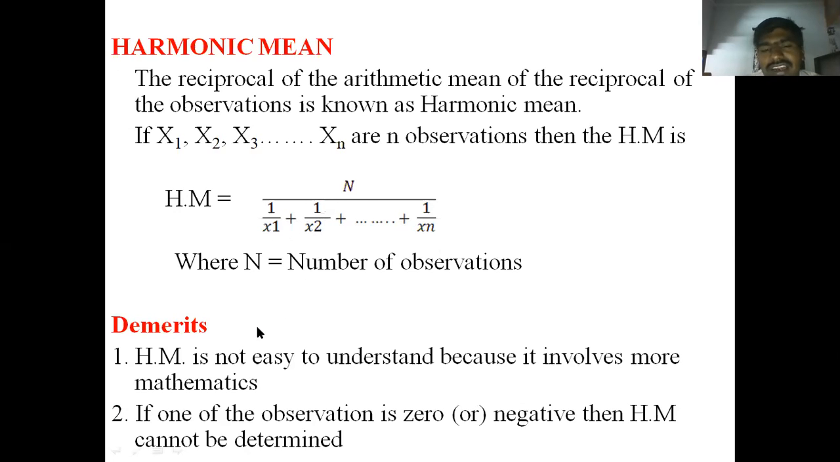Are you clear? Even this harmonic mean is very difficult to understand because it requires more mathematics. And not only that, if any number is 0, we can't define it. Why? Because can we define 1 divided by 0? No. And if any number is negative also, we can't define the harmonic mean. That means geometric mean and harmonic mean are not defined if a number is 0 or negative. This is what we have in measures of central tendency. Thank you.